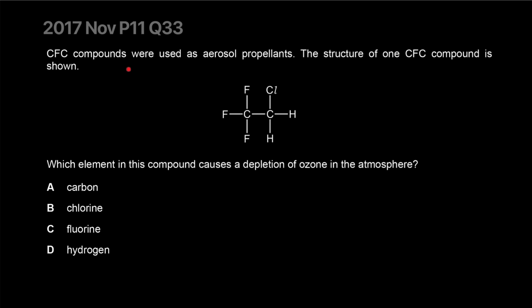Chlorofluorocarbon CFC compounds were used as aerosol propellants. The structure of one CFC compound is shown. Which element in this compound causes the depletion of the ozone in the atmosphere? It's chlorine. Chlorine does it. Cl. Answer is B.